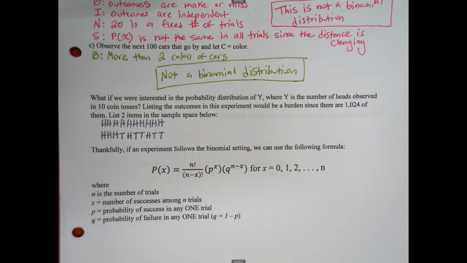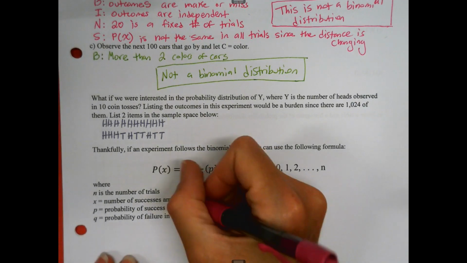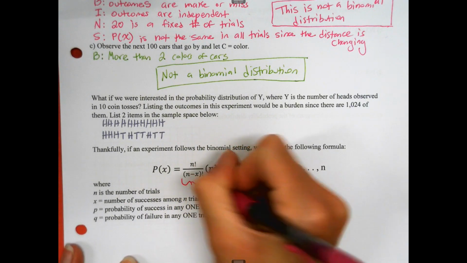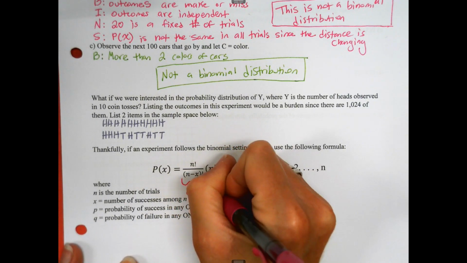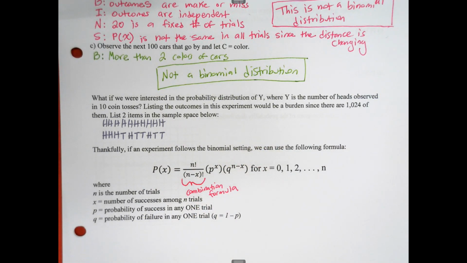Instead of having to write out all of the 1024 different outcomes in our sample space, we could just use this formula. The formula looks a little scary, but it's not all that difficult. So the probability of x is equal to n factorial over n minus x factorial. Well, that is simply our combination formula from chapter 4. So you can just use your calculator and use that C button, and it makes things easy.